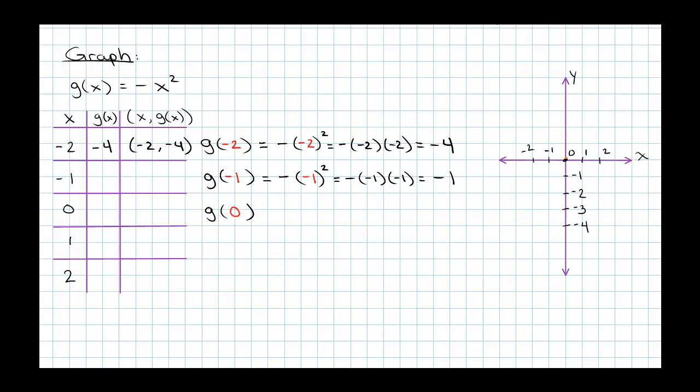G of 0 is going to be negative times 0 squared, but 0 squared is just 0 times 0, so there's no such thing as a negative 0. 0 is a neutral number. It cannot be positive, it cannot be negative, so we're just going to write there 0.